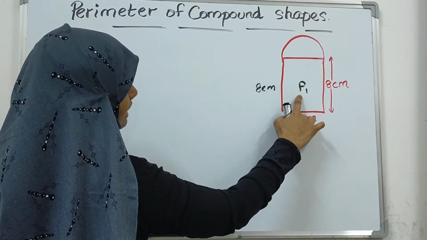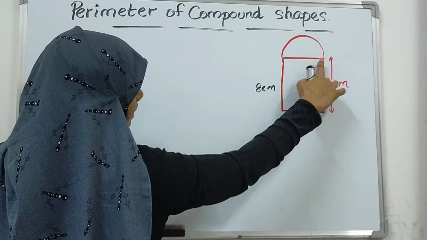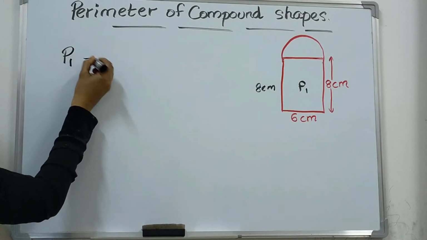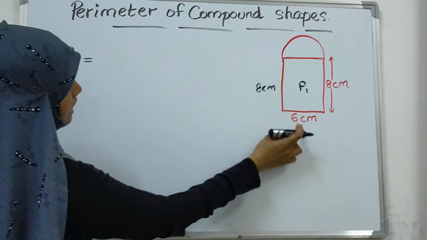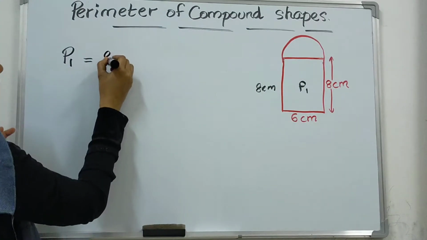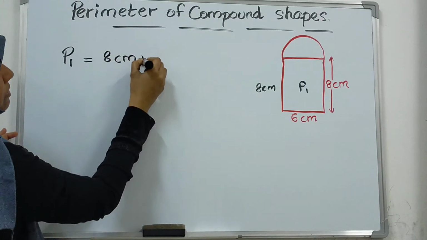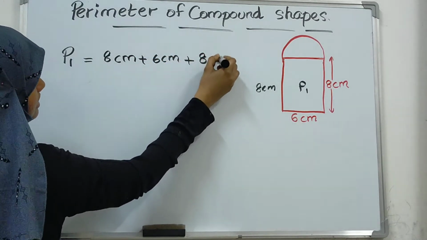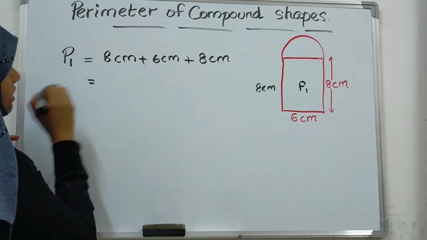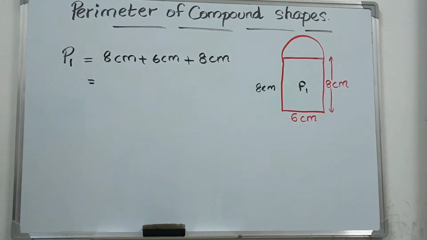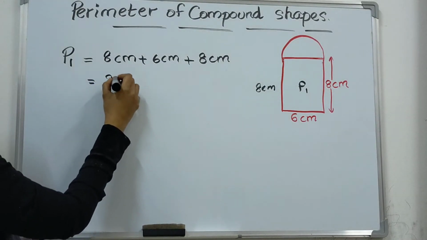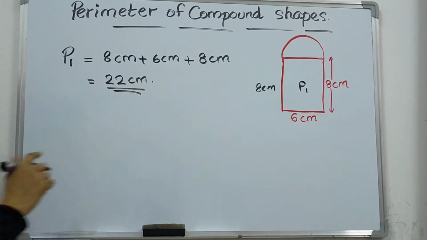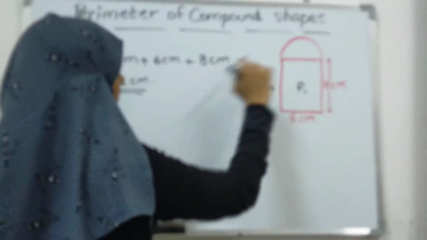So what will we get for the perimeter of this first part? To get P1, you just add the three sides: 8 centimeter plus 6 centimeter plus again 8 centimeter. You are just adding the first three sides. So what will you get? It will be 22 centimeter. Okay, so you have got the perimeter of this first part.